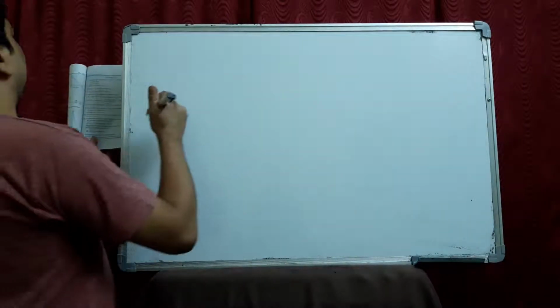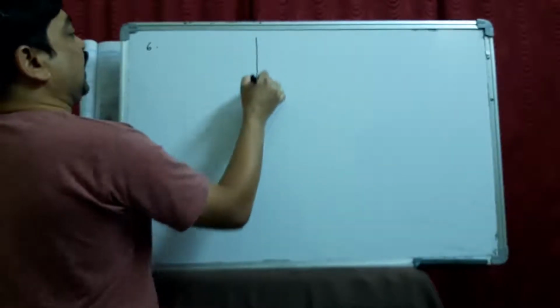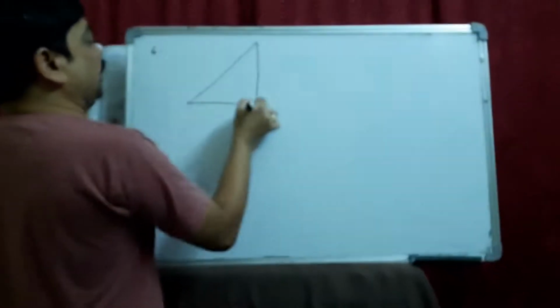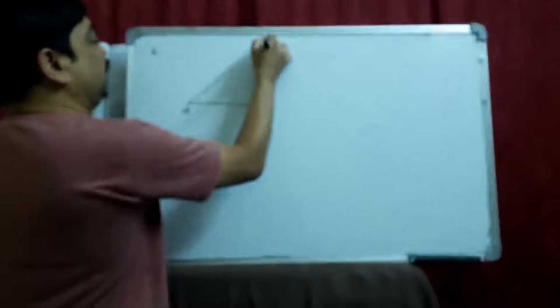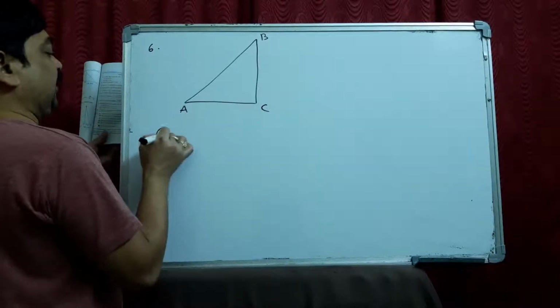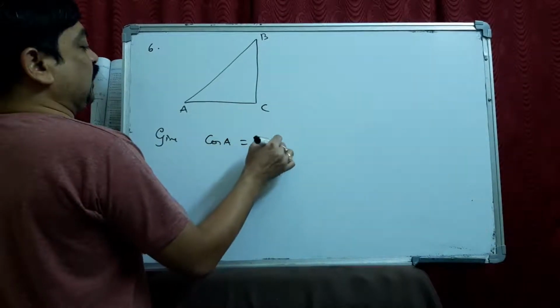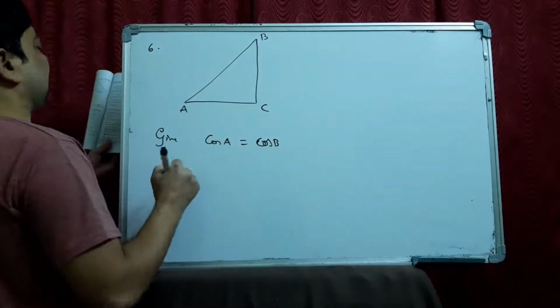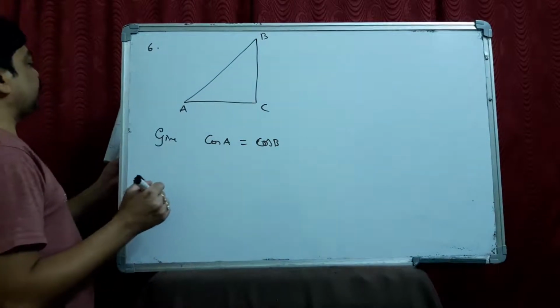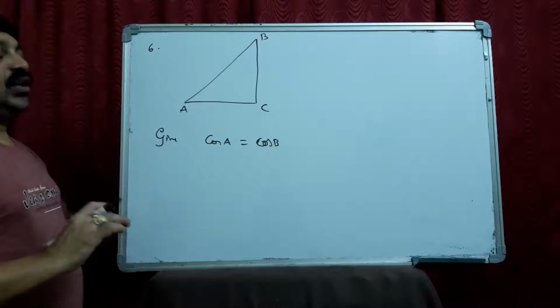See, in this question you can do it in a simple way. Angle A and angle B are acute angles of a right angle triangle. So we take angle B here, C here. And you are given cos A is equal to cos B. And we have to prove that angle A is equal to angle B. These two are acute angles and we are told that cos A is equal to cos B.